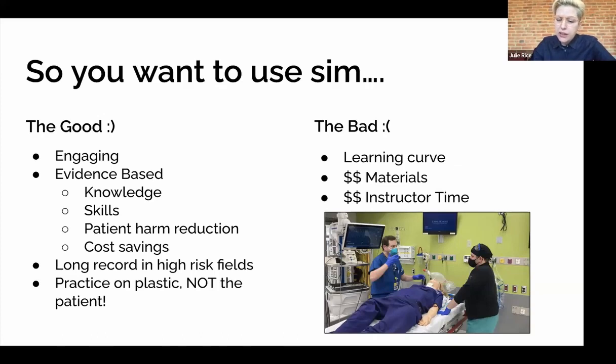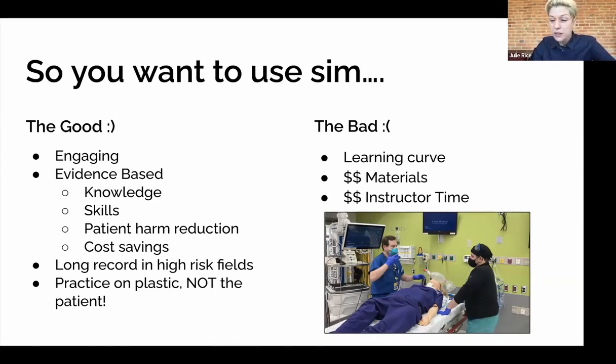There's a long record of simulation being used in high-risk fields like aviation, aeronautics, space, air traffic control, and any doctor would tell you that they would much rather practice on plastic and not the patient. But once you start digging into this realm of simulation education, you realize there are some challenges as well.